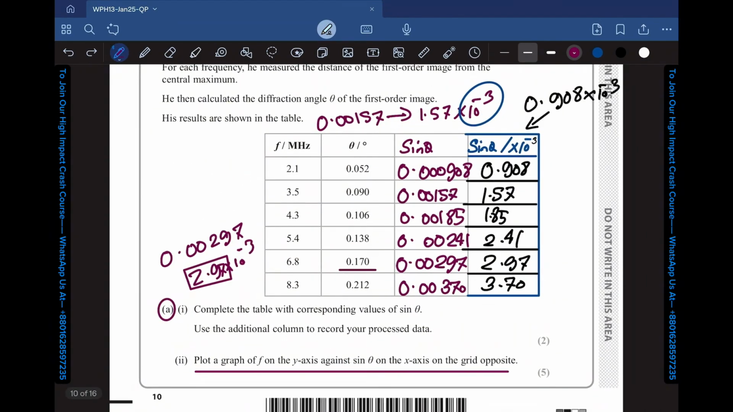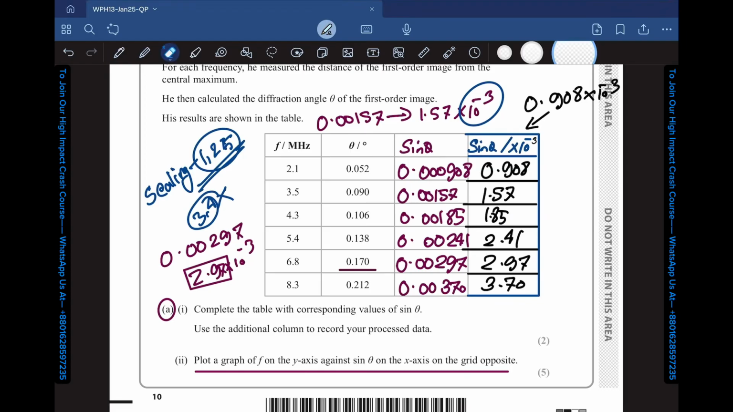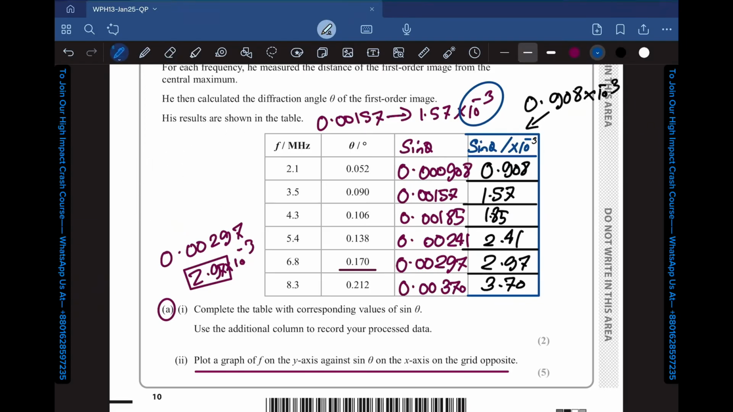And if you have watched my May 24 and October 24 paper solving videos, I have said again and again that your scaling should always be in the range of 1, 2 and 5. This is the range with which you should always scale. You can never ever scale with 3 or 4, because this is unacceptable and your graph will not be accurate. And this is not accepted by Edexcel or anywhere else as well. So your plotting should be according to 1, 2 and 5.